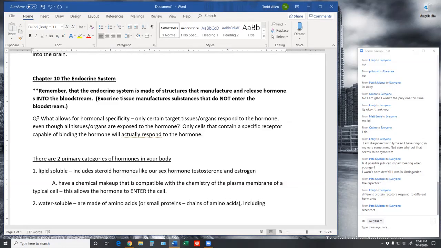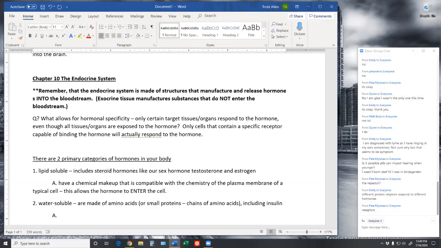Including, you know, the one that I typically give as a good example here is insulin, right? Insulin is a water-soluble hormone. It's a small chain of amino acids that are about 110 amino acids in length, okay? So water-soluble hormones are made of amino acids, including insulin.